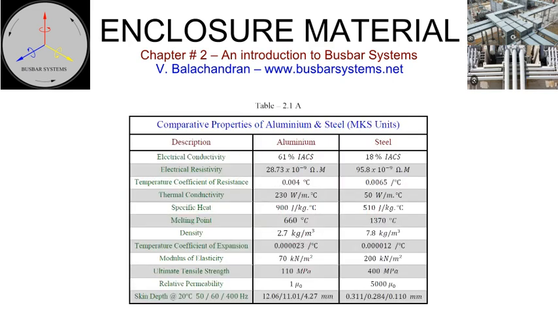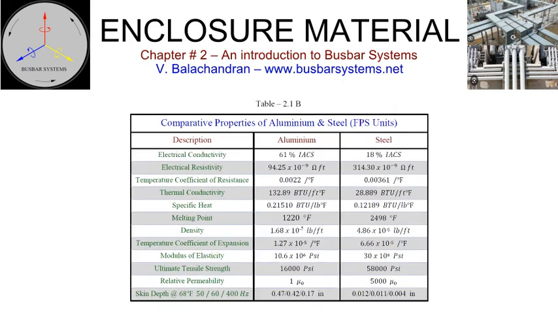Comparative properties of aluminium and steel, MKS units, are detailed in Table 2.1a. These include electrical conductivity, electrical resistivity, temperature coefficient of resistance, thermal conductivity, specific heat, melting point, density, temperature coefficient of expansion, modulus of elasticity, ultimate tensile strength, relative permeability, skin depth.